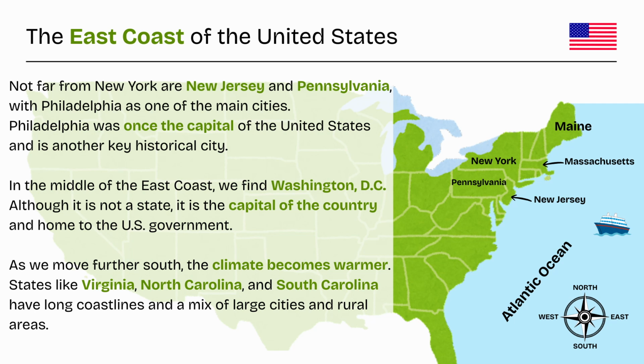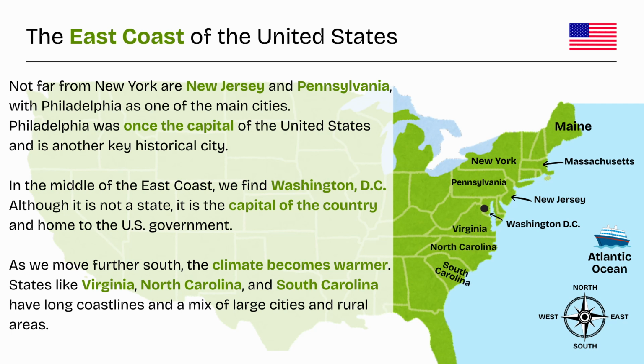In the middle of the East Coast, we find Washington, D.C. Although it is not a state, it is the capital of the country and home to the U.S. government. As we move further south, the climate becomes warmer. States like Virginia, North Carolina, and South Carolina have long coastlines and a mix of large cities and rural areas.